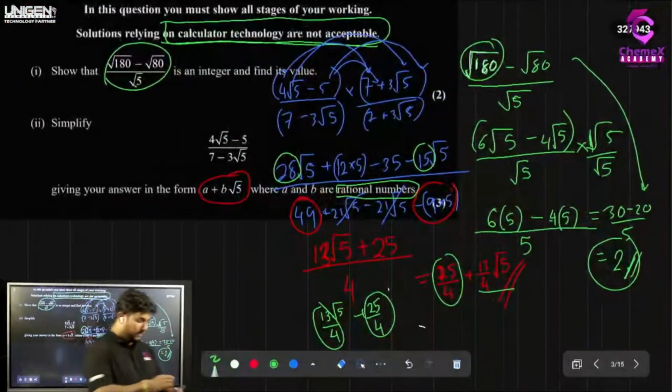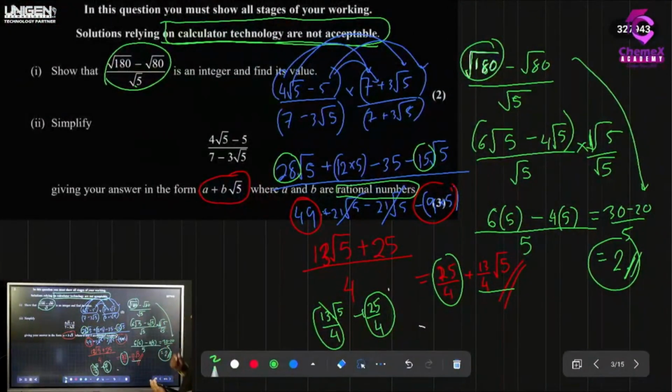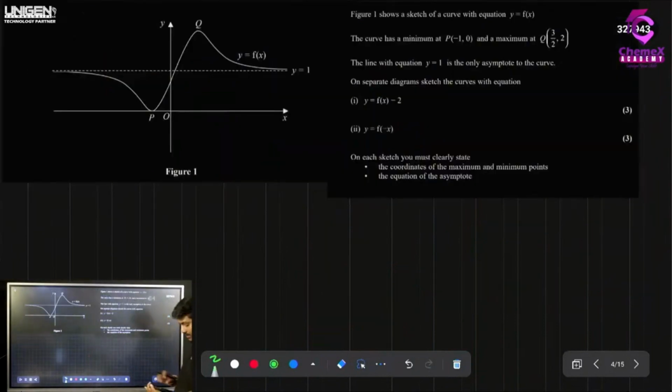All right. So let's go into the fourth question. So fourth question is about a graph. So hope you can hear me well. So how do you do this?